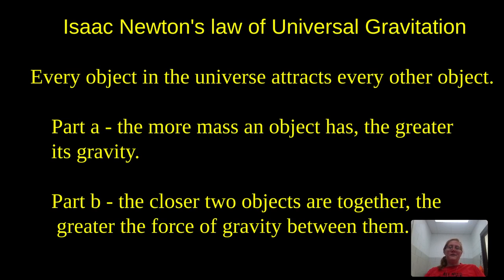Isaac Newton's law of universal gravitation: every object in the universe attracts every other object. Part A, the more mass an object has, the greater its gravity. And part B, the closer two objects are together, the greater the force of gravity is between them.